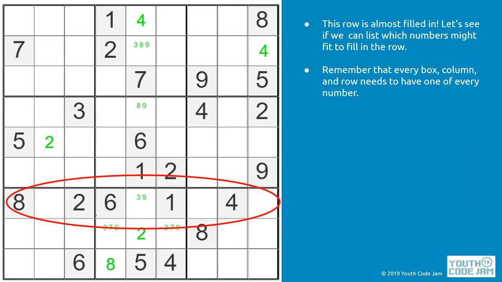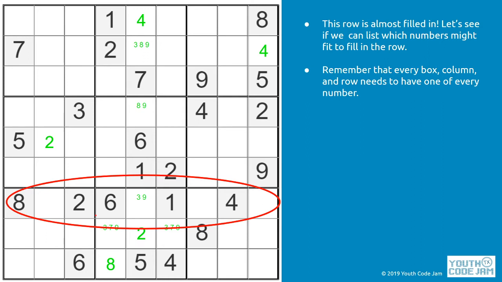This row already has a 6 in it. It does not have a 7. Let's see. This square could be a 7. This one can't because there's already a 7 in this column. This square could be a 7, and this square could be a 7. So let's add in our little 7s to show that maybe there's a 7 there.